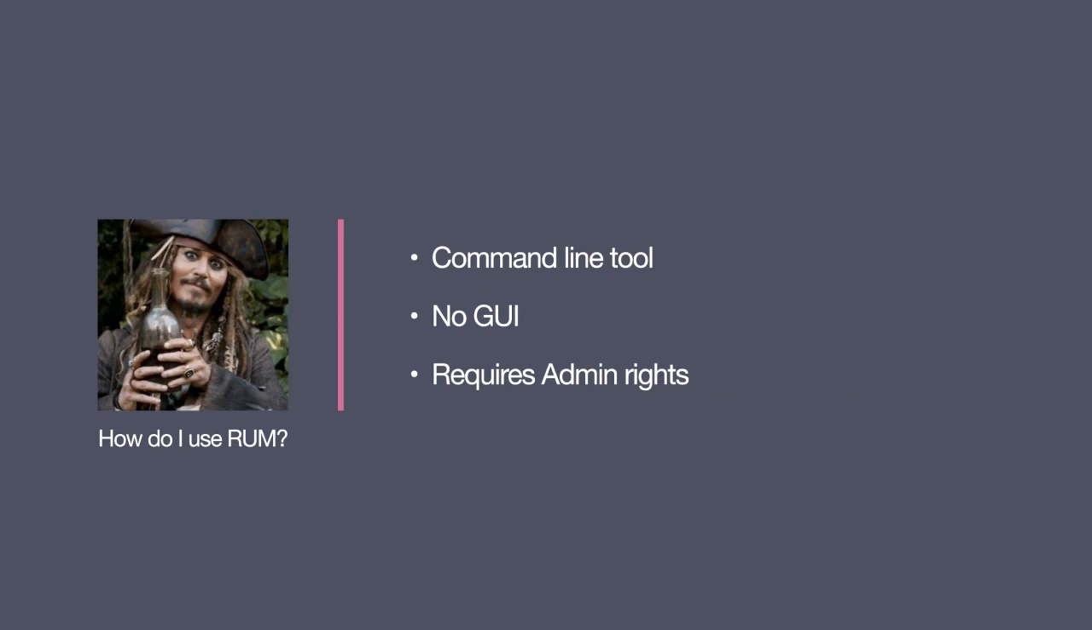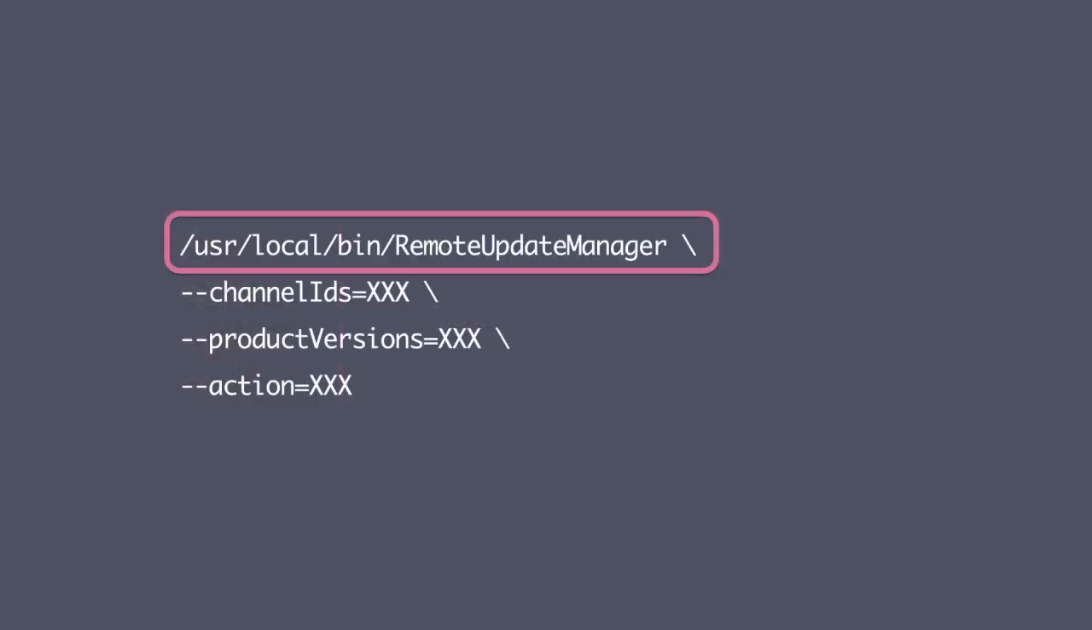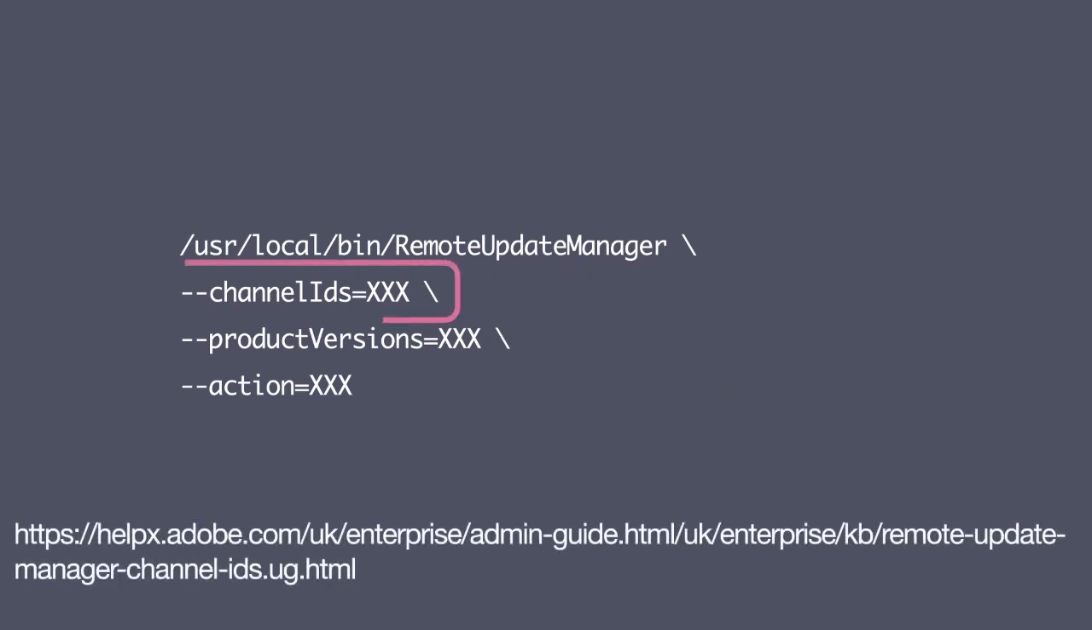So how do you use RUM? As mentioned, this is a command line tool, so no GUI. Unlike the licensing toolkit, it will require admin rights, so any scripts you run using it will need to take that into consideration. Let's take a look at an example command. The first line is a typical path to the binary, although this can vary depending on where you're deploying RUM on your devices. Next up is the channel ID or IDs of the titles you wish to work on.